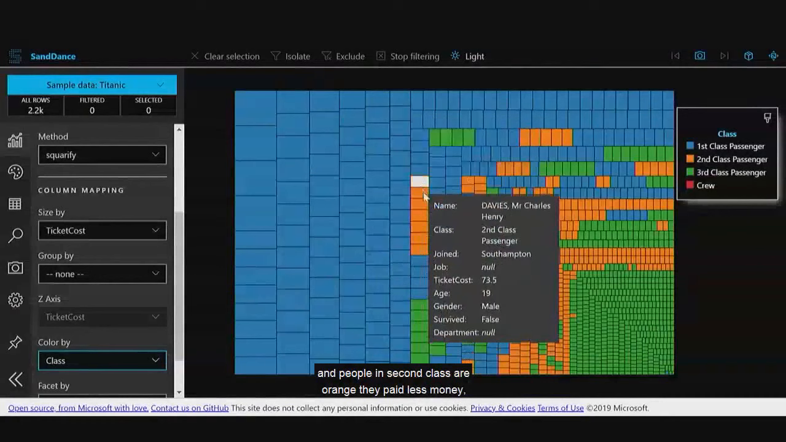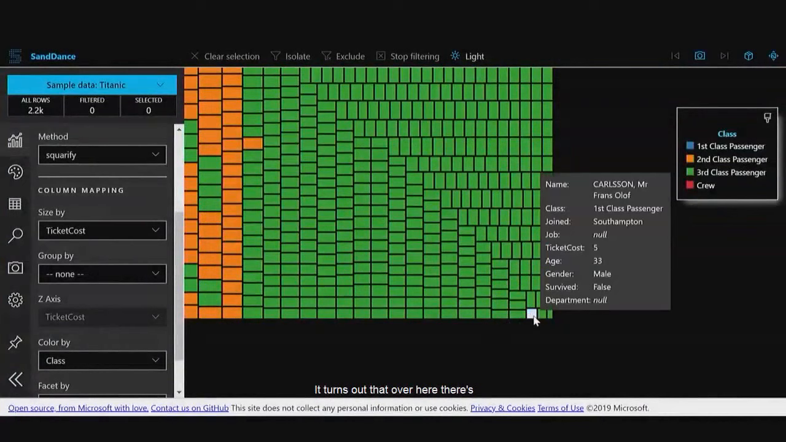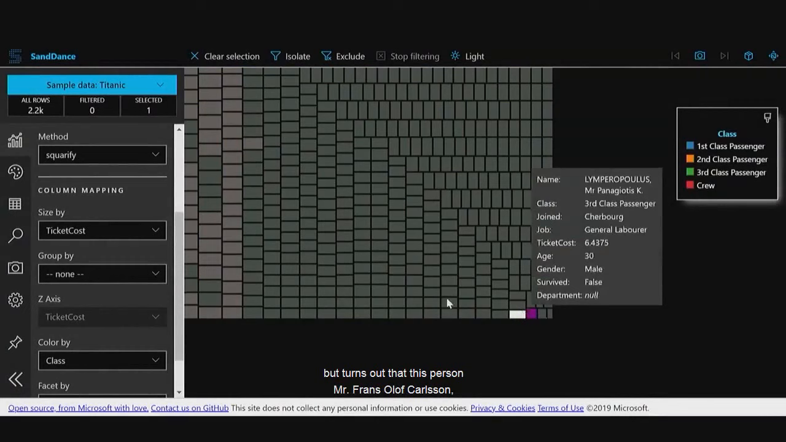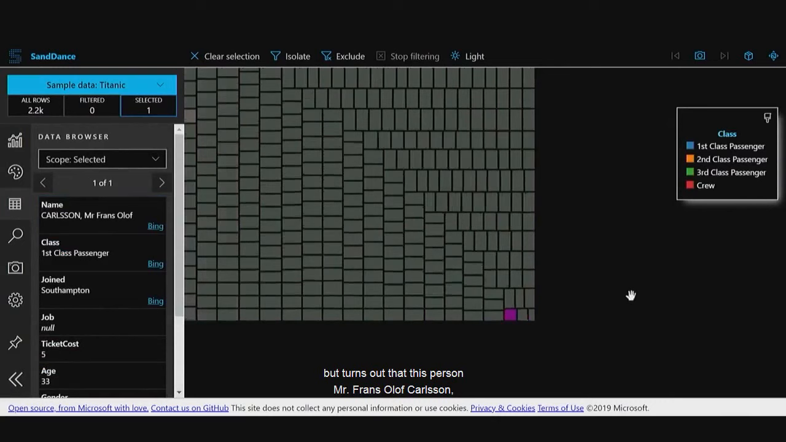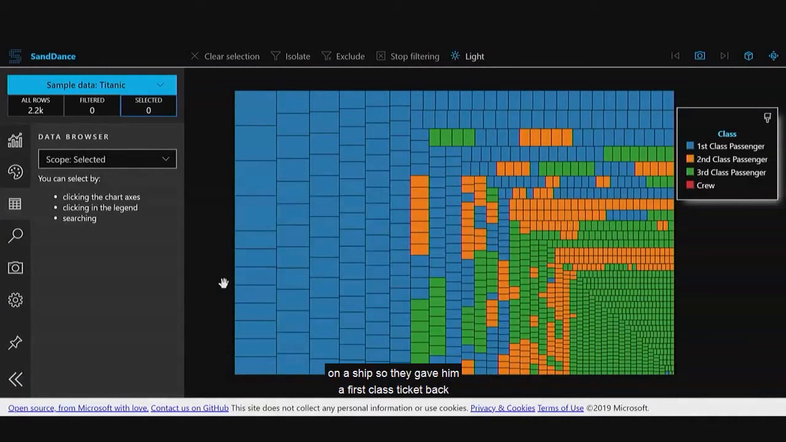Makes sense. But there were a couple of outliers and aberrations that I found in this data. It's like, what's going on over here? Turns out that over here, there's this single person that didn't pay much money at all, but they ended up in first class. So again, if we click through, I'm not going to click through the Encyclopedia Titanica this time, but it turns out that this person, a Mr. Franz Olaf Carlson, was a captain on the line for the company that did the Titanic, and there was a strike on a ship, so they gave him a first-class ticket back on the Titanic, and he only had to pay taxes, which is why he shows up there at all. Unfortunately, he's doubly unlucky. He didn't get to captain a ship, and he died.